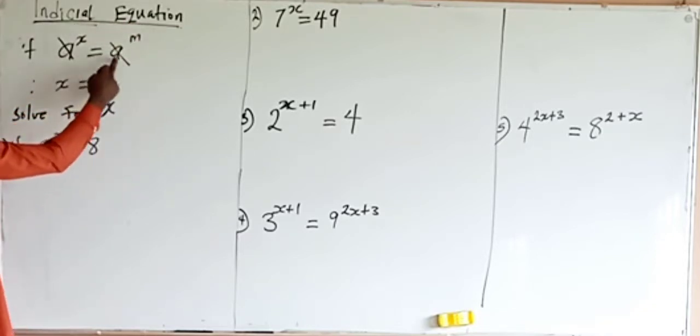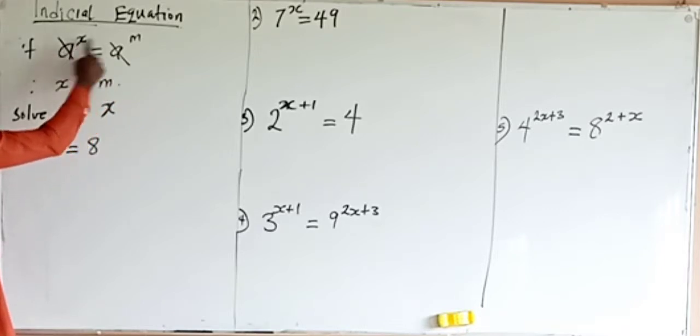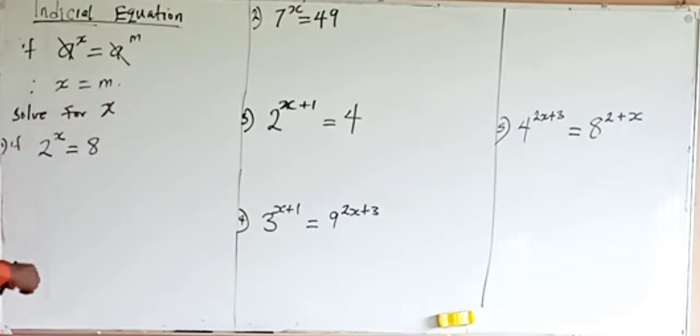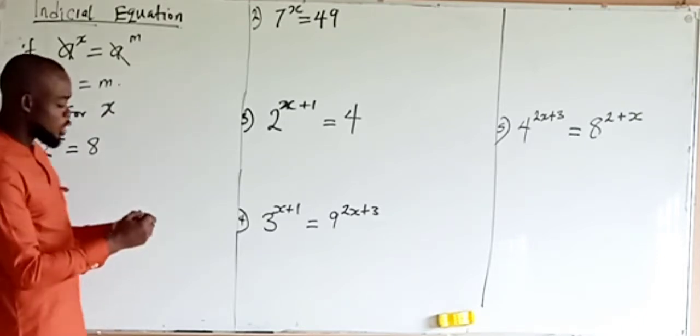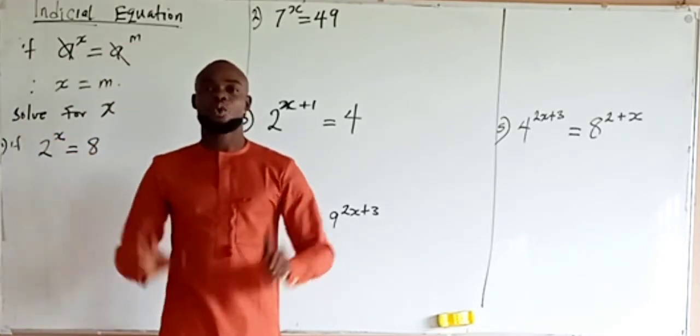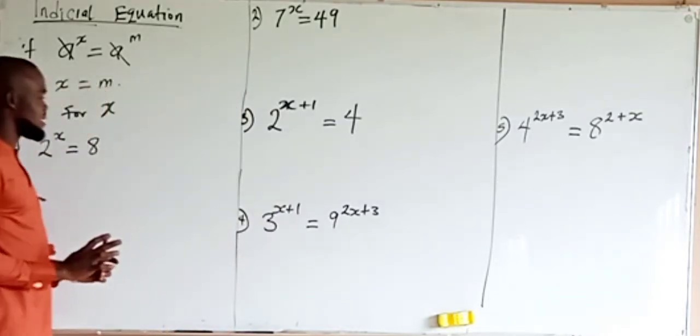So I'm going to ignore these two bases. Then I'm going to say this power here is equal to this power here. So I'm going to have x is equal to n, if and only if the bases are the same. So let's solve for x in all these problems we are having now using this model or this rule. The first one I have is that if 2 raised to power x is equal to 8, what will be x? Now the first thing to do is to try anything you can do to ensure that the two bases are the same.